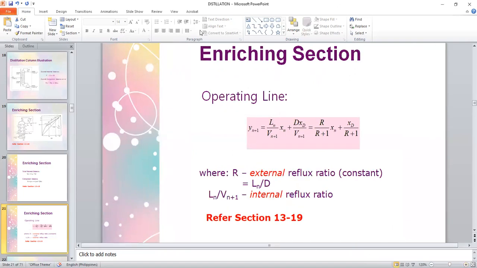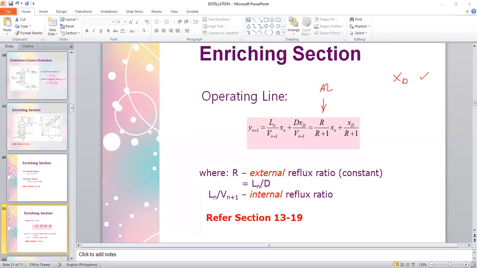You already have this idea of the xd. So you have already plotted the xd on the 45-degree line. So you need another information that way your enriching section operating line could be plotted properly. What is that information? So you have the choice. You either use the slope of the line.